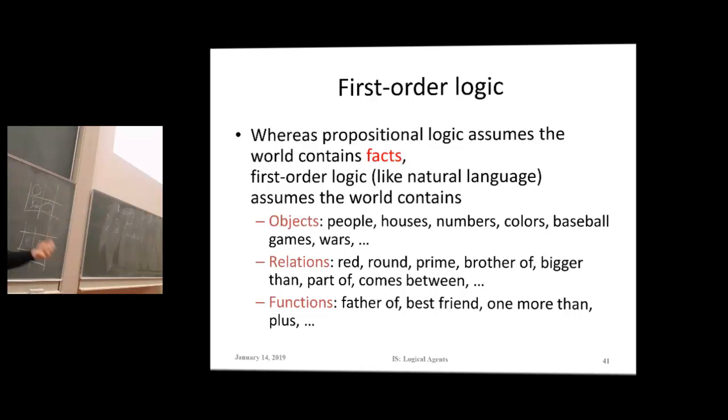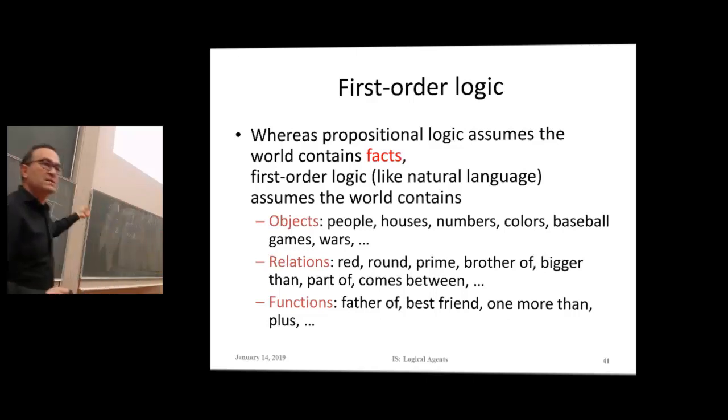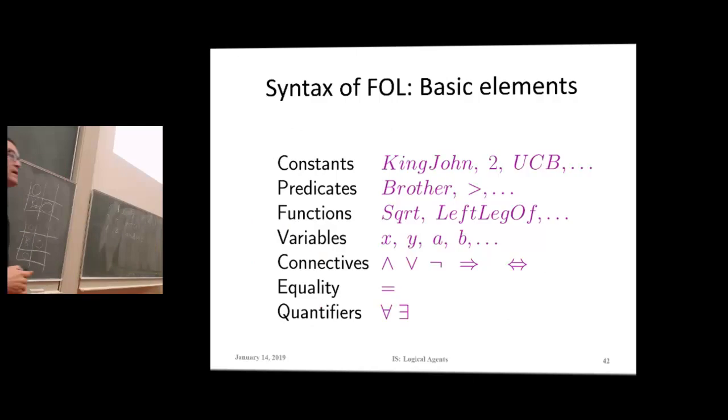So we're not interpreting our facts as true or false anymore. We're interpreting them as things in a domain and relations between things in a domain. So we can talk about people, houses, numbers, colors, and so forth. Relations, something's being red, something being round, brother of, and we can talk about values that we assign to those, father of someone, and so forth. And that gives us a far more powerful representation language in which we can write down those things in our games, far more elegantly.